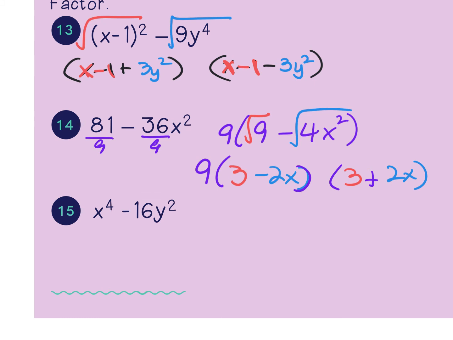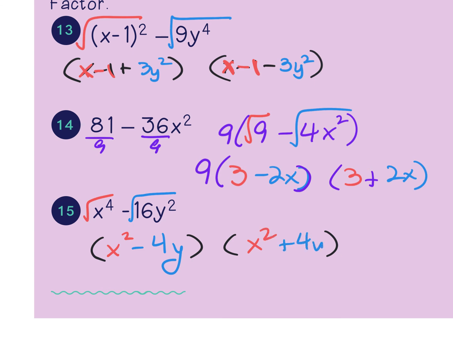One last example of the difference of two squares, and then we're going to go on to perfect square trinomials. Square root the x to the 4th, square root the 16y squared. Parentheses here. Square root of x to the 4th is x squared. Square root of 16y squared is 4y. So x squared here still, and then this is a plus 4y.